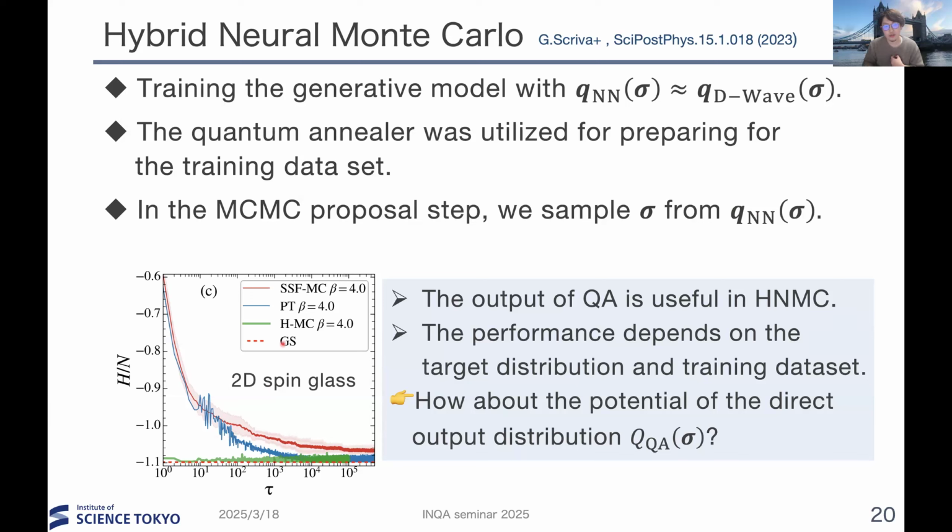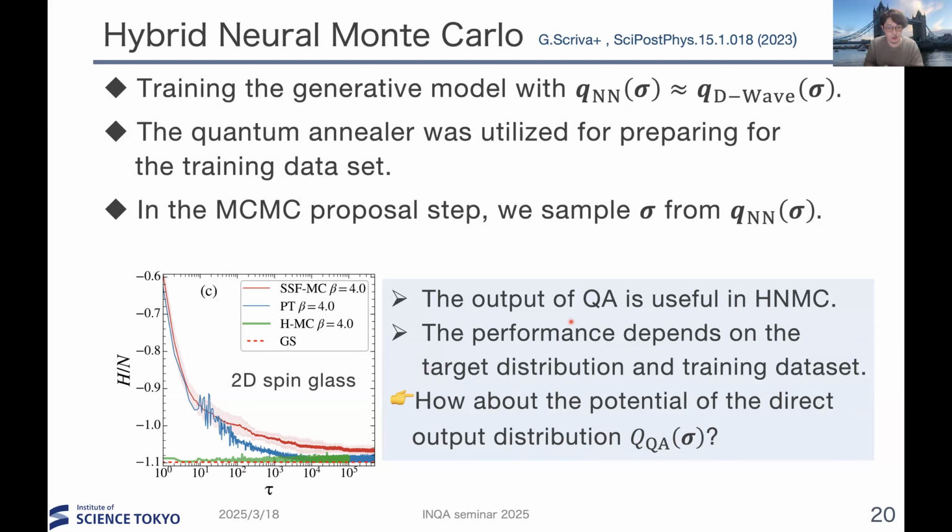So this is the result of this study. The vertical axis denotes the normalized energy. The horizontal axis denotes the Monte Carlo step. The green curve denotes the result obtained by the hybrid neural Monte Carlo at beta equals 4. The red and the blue curves denote single spin flip and parallel tempering. So the neural Monte Carlo result shows a faster convergence than these classical update schemes.